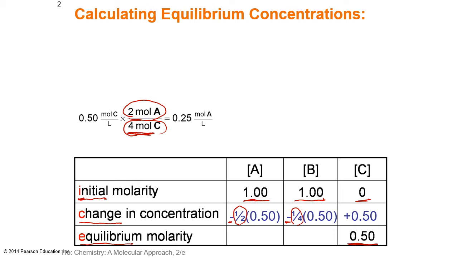And we can calculate our equilibrium molarities for A and B. So 1 minus 1/2 of 0.5, which would be 0.25, is 0.75 molar left of A. For B, 1/4 of 0.5, if we subtract that from our initial concentration, we end up with 0.88 molar B, in order to have our equilibrium concentration of C of 0.5.